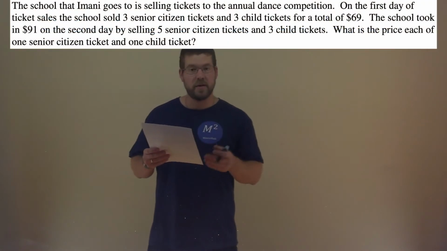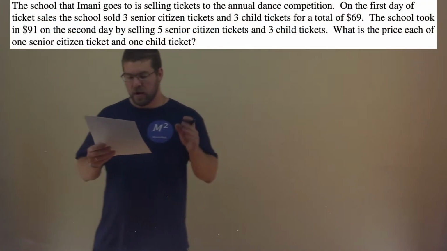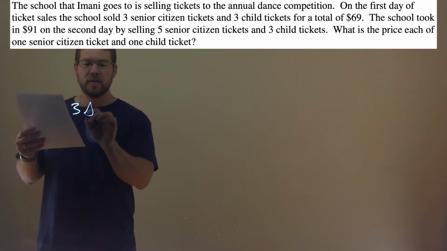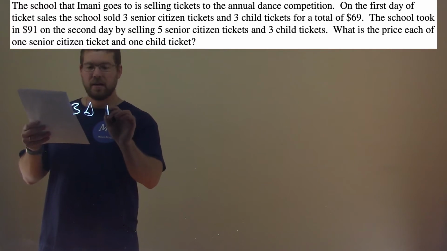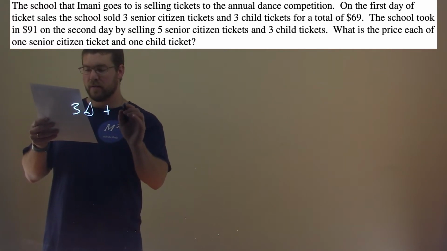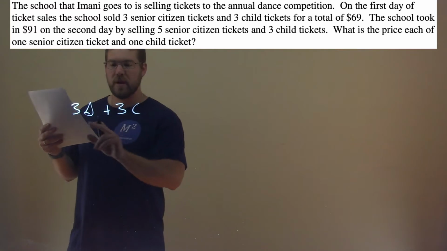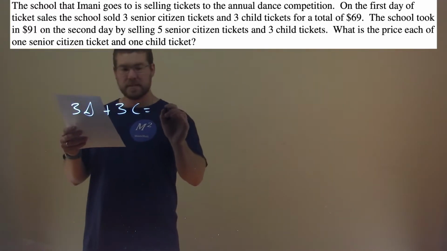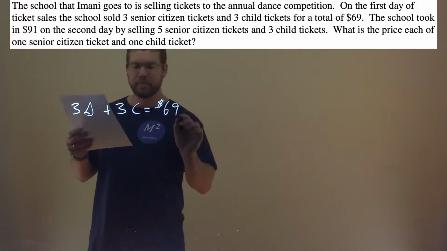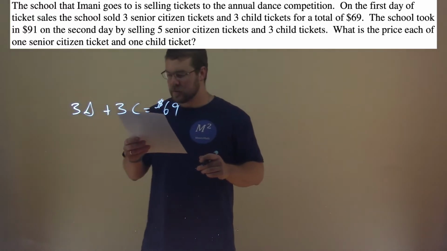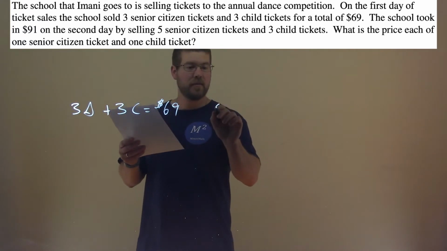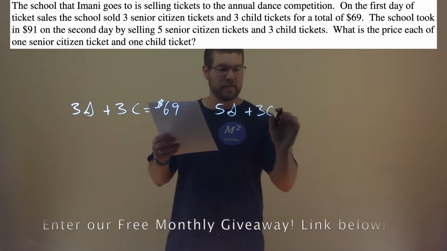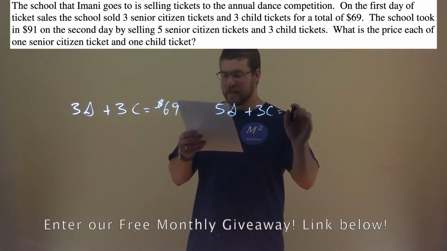So we need to make 2 equations here. The first day they tell us 3 senior citizen tickets and 3 child tickets. So S will stand for senior citizen tickets and C will stand for child tickets. And that is a total of $69. On the next day, the school took $91 by selling 5 senior citizen tickets and 3 child tickets. And again, that was a total of $91.